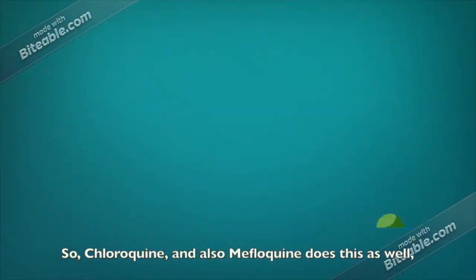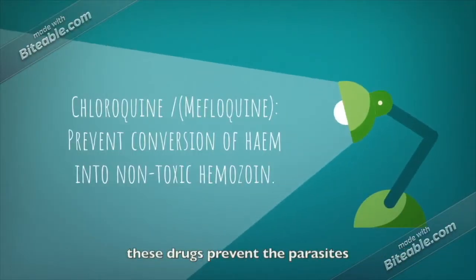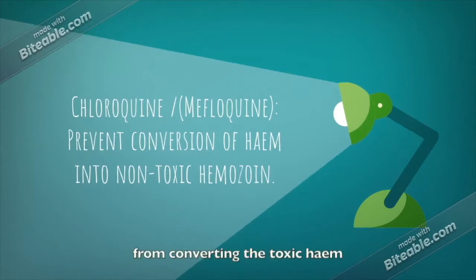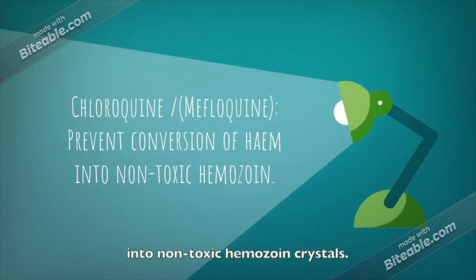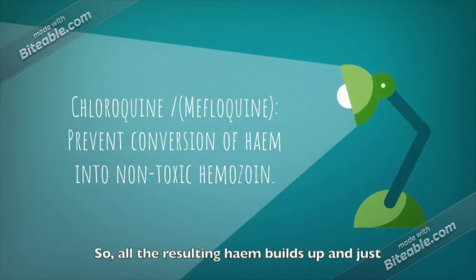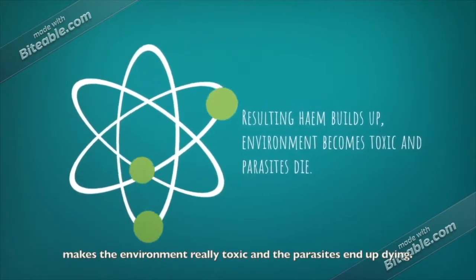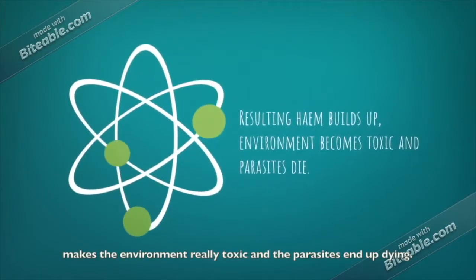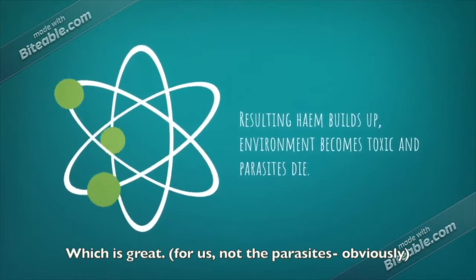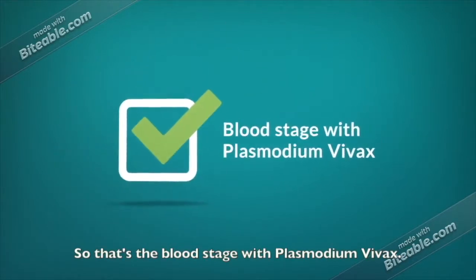So chloroquine, and actually mefloquine does this as well, these drugs prevent the parasites from converting the toxic heme into non-toxic hemozoin crystals. So all the resulting heme builds up and it just makes the environment really toxic, and the parasites end up dying, which is great. So that's the blood stage with Plasmodium vivax.